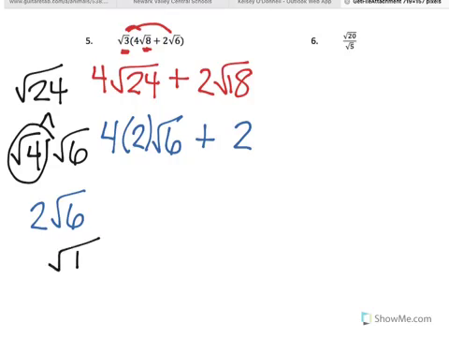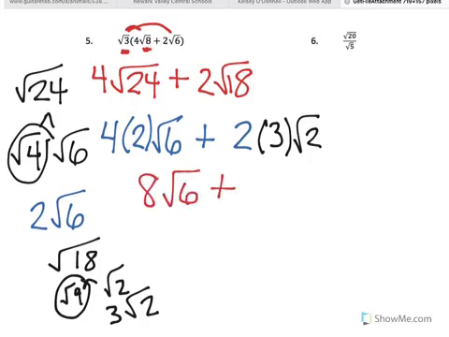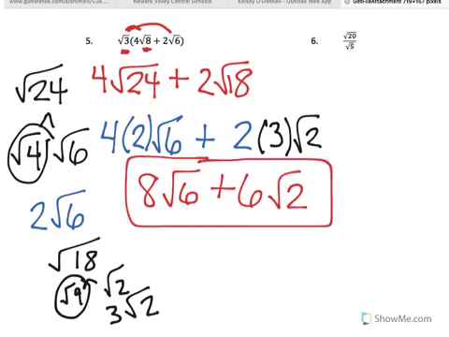and let's work with radical 18. So 18 is broken down by 9 and 2, and 9 is the perfect square, so the square root of 9 is 3, so we have 3 radical 2, and that's going to be in place of the radical 18. So now we can simplify this some more. So 4 times 2 is 8, so we have 8 radical 6, plus 2 times 3 is 6 radical 2, and this is our final answer.